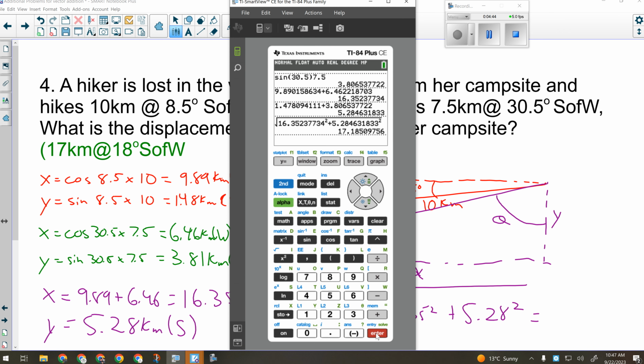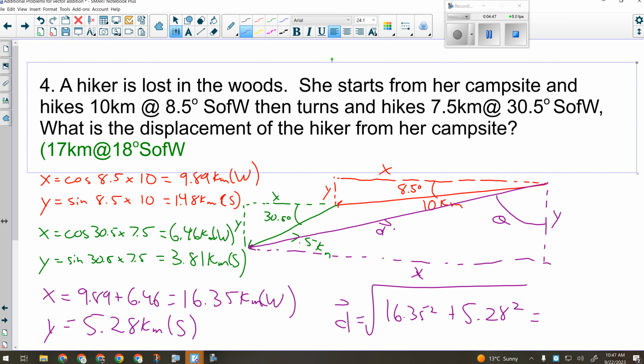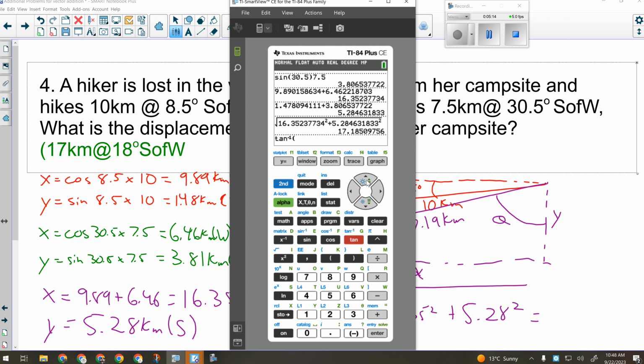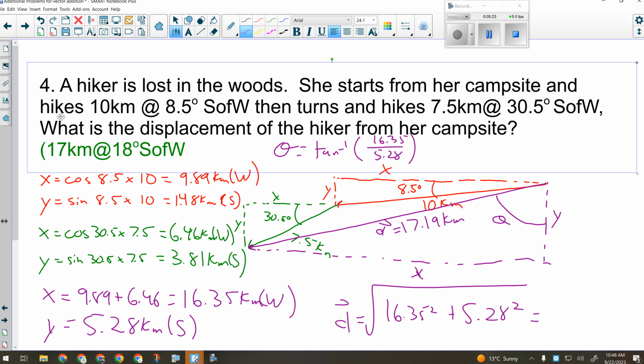All right, so 17.19 kilometers, and then I also need to get theta. Okay, for me, x was opposite, y was adjacent, so I'll be tan to the minus 1 of the 16.35 over the 5.28, which is going to give me the opposite of this angle here. All right, so I get 72 degrees.